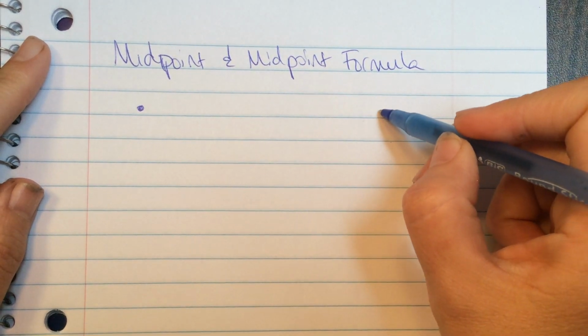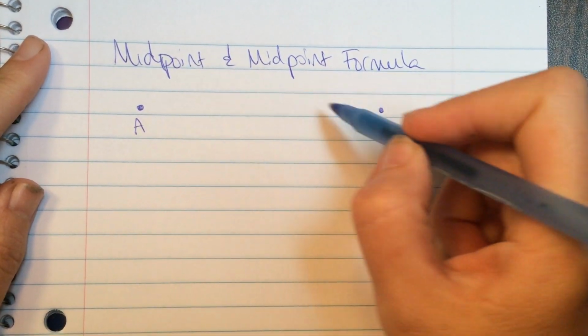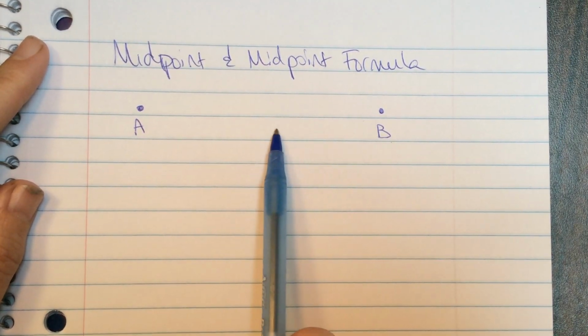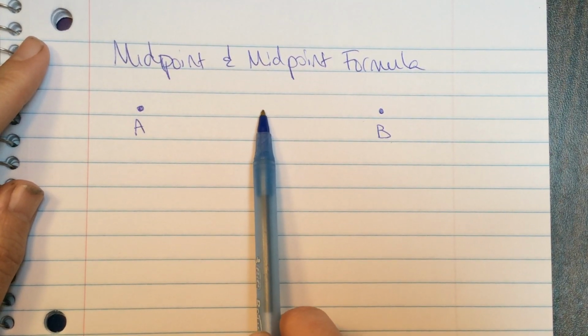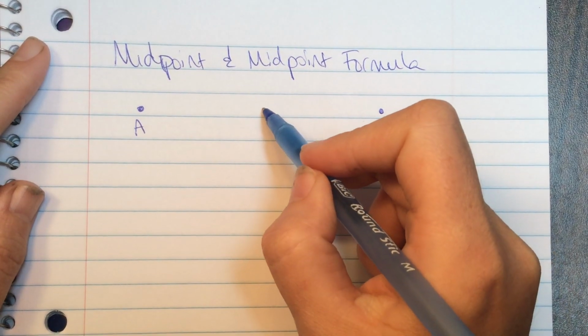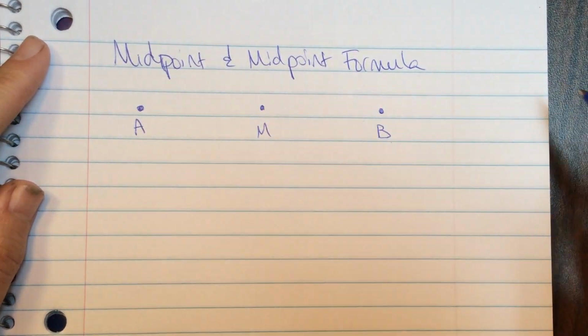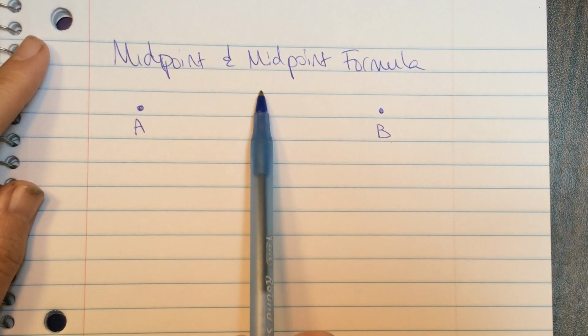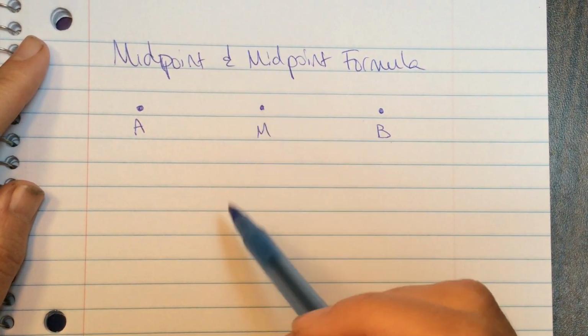So let's say I have a point here and a point here. Let's call it A and B. Halfway in between, maybe it's right about here. So this would be the midpoint. Let's call it M. So the midpoint between A and B would be half the way, half the distance.